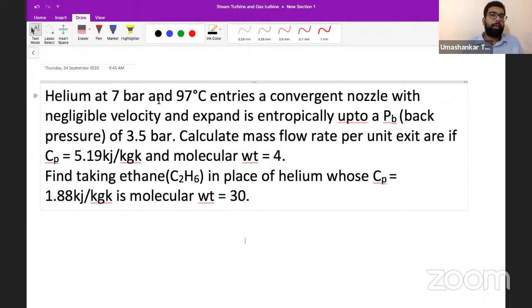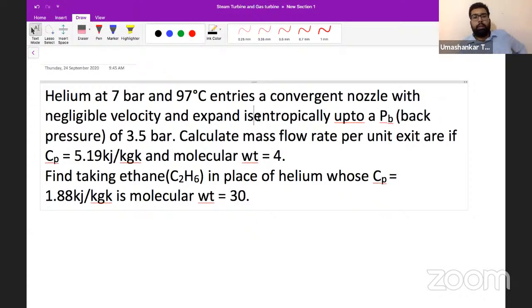Now, can anyone give me the answer to this question? Any live students, can you answer me? How to approach? Some spelling mistakes are there. This is isentropic. Entropically means isentropic.